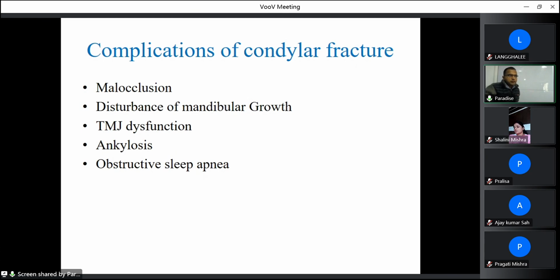can't sleep. And we have found many such cases. In such cases, we have to do distraction osteogenesis, we have to drive the mandible forward. After that, we have to release the TMJ ankylosis and treat it. And then again, we have to do the orthognathic surgery. It is a big surgery. It will take a long time. And it is one of the complications of TMJ ankylosis. Secondary to TMJ ankylosis, there will be obstructive sleep apnea.